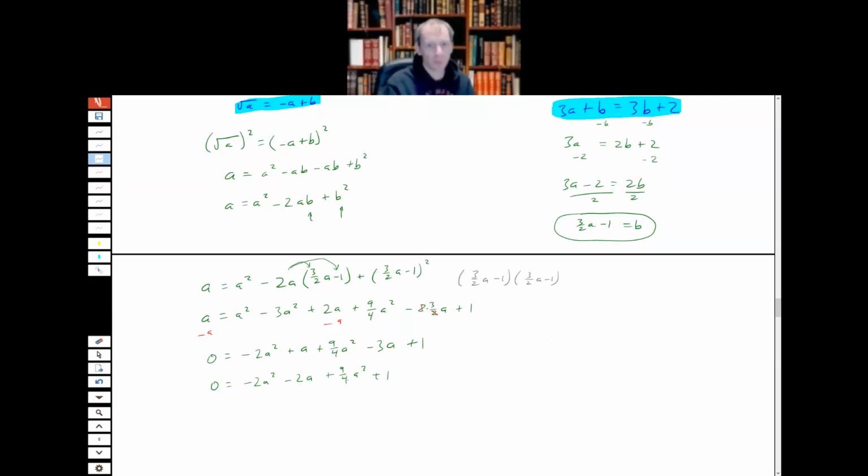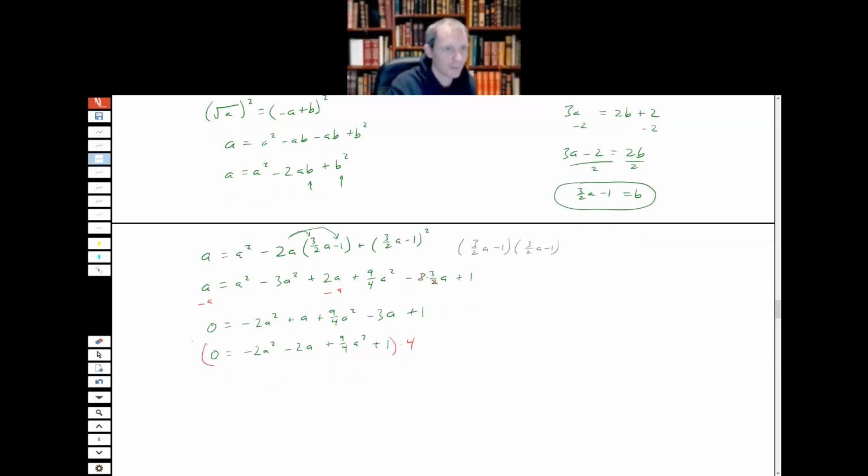And I don't really want to work with fractions if I can avoid it. So what I'm going to do is I'm just going to multiply everything by 4. 0 times 4 is still 0. So I have minus 8a squared minus 8a. The 4's here cancel. And then this guy will have 4 on it. So now I have 9a squared minus 8a squared will give me just a squared minus 8a plus 4.